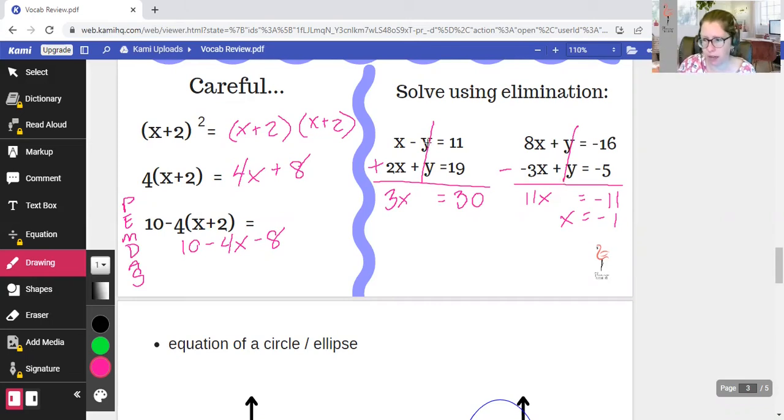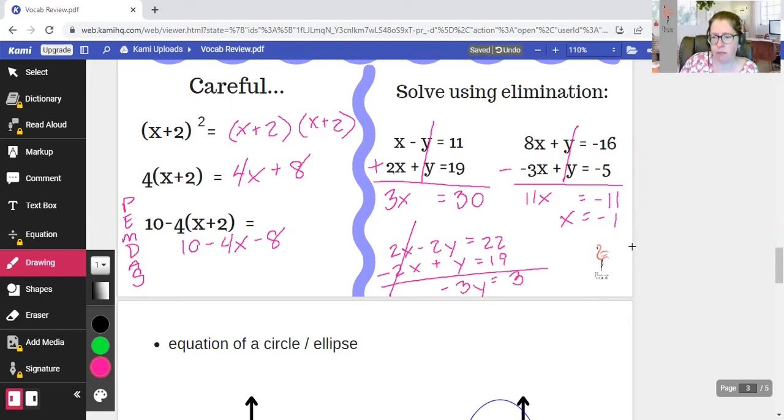So like if I wanted my x's to disappear on the first one, I could multiply this whole first equation by 2 and end up with 2x minus 2y equals 22. And then get my 2x plus y equals 19 from the other equation. And now I'm going to subtract. So those guys disappear. -2y minus y, so -3y equals 22 minus 19 is 3. And so now I've solved for y instead.